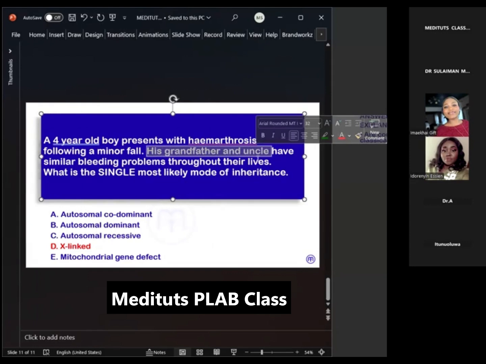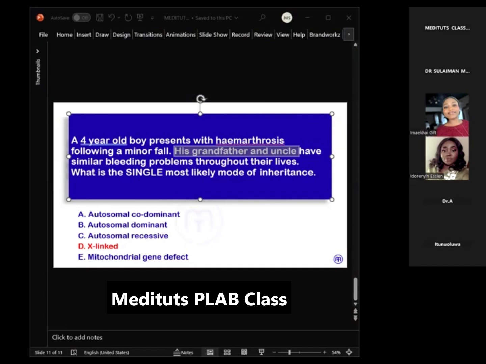But do we think this grandfather is the paternal grandfather or the maternal grandfather? Doctors, can anybody throw a guess? Is this the paternal grandfather or the maternal grandfather? Okay, we have one person with paternal. Any other person?